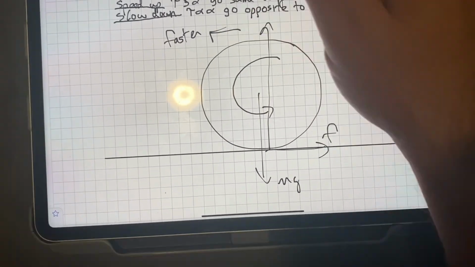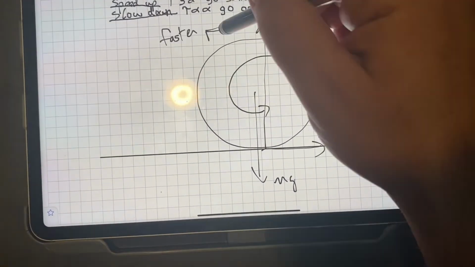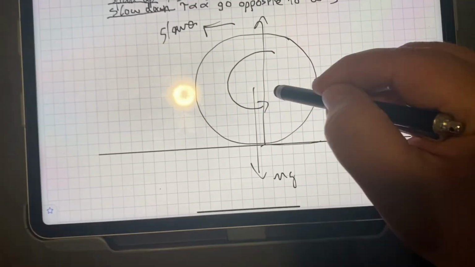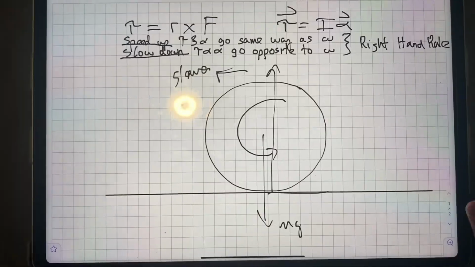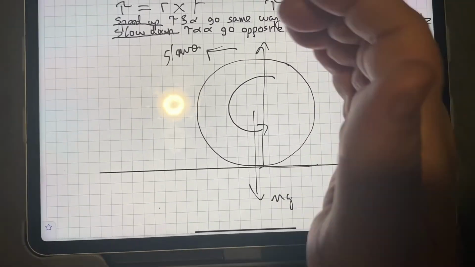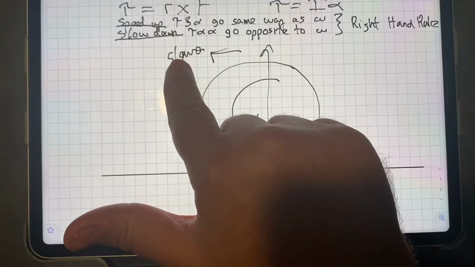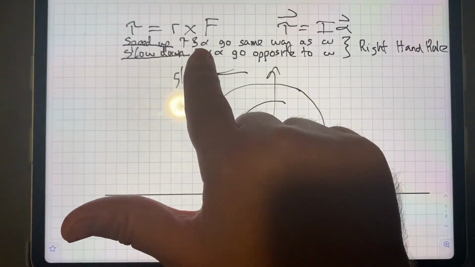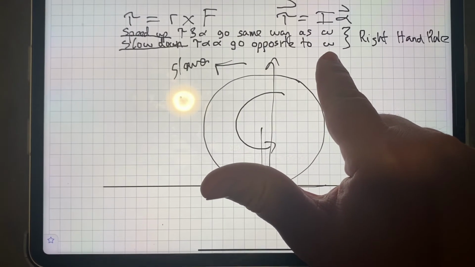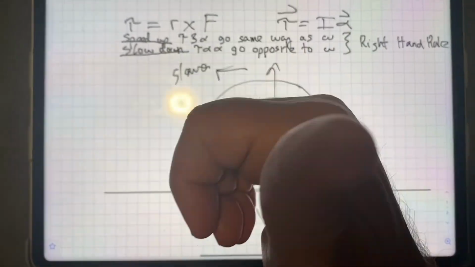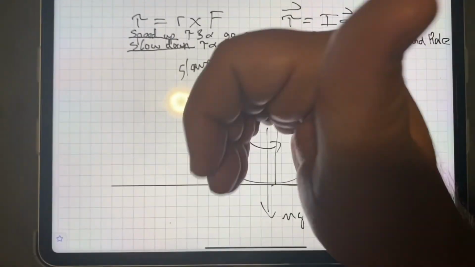Now, what if the object were going slower? Okay, it's still rotating this way, but if it's going slower as it's rotating that way, that means even though omega is going this way, the actual spin is going this way, when you slow down, the angular acceleration always goes opposite the velocity. So the angular velocity is out of the page relating to this counterclockwise rotation, but the angular acceleration and thus the torque are going into the page.